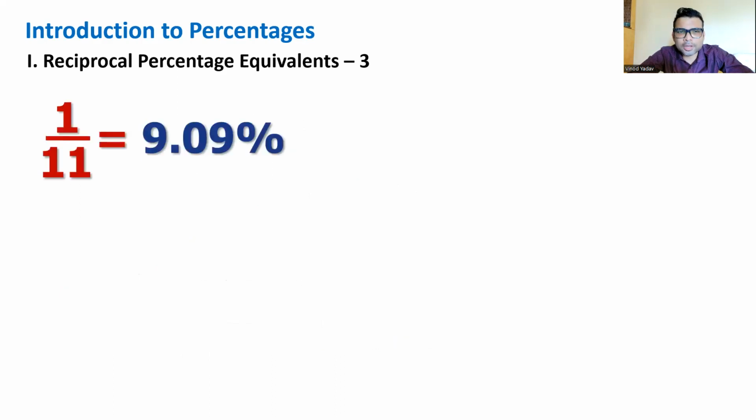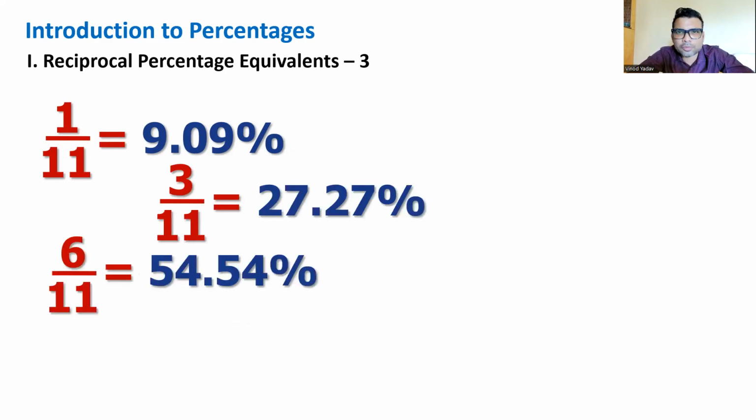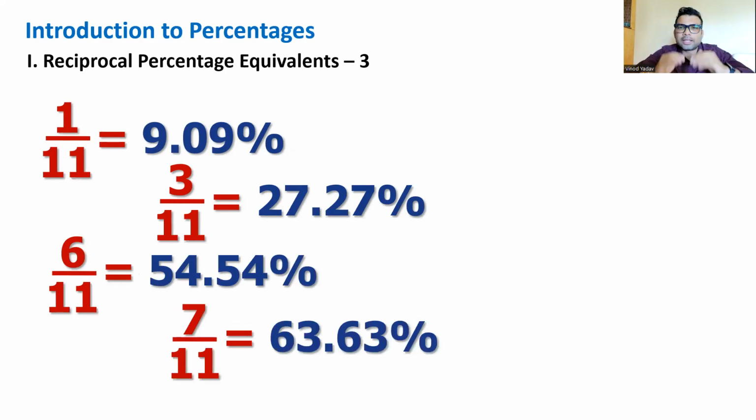Cool. Similarly, 1 by 11, 9.09%. So for multiples of 1 by 11, now we will be dealing with table of, yes, 9. 3 by 11, 27.27%, 6 by 11, 54.54%, 7 by 11, 9 sevens are 63, so 63.63%, and so on. Comfortable? So 1 by 8, 1 by 9, 1 by 11. Yeah, these three sorted. Okay.